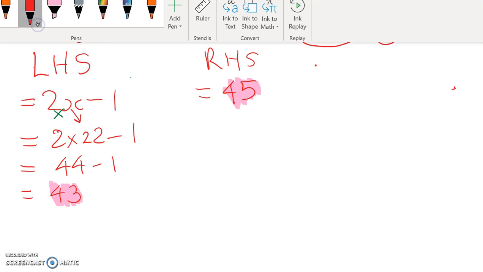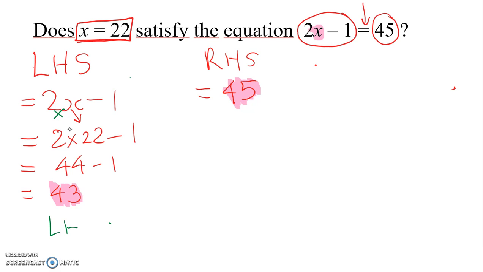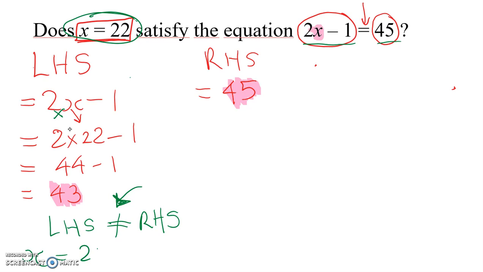So now it's time for your conclusion to this question, which is the left-hand side does not equal the right-hand side. Now, if you remember what I said before, if this solution, x equals 22, actually is a solution to the equation, then both sides should be balanced when I substitute it in. And since both the sides are not equal, it means both sides are not balanced, it means that x equals 22 is not a solution of the equation.